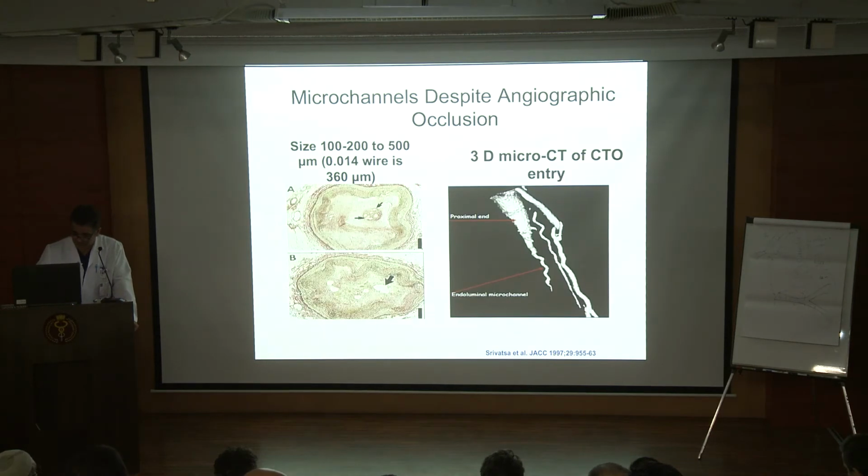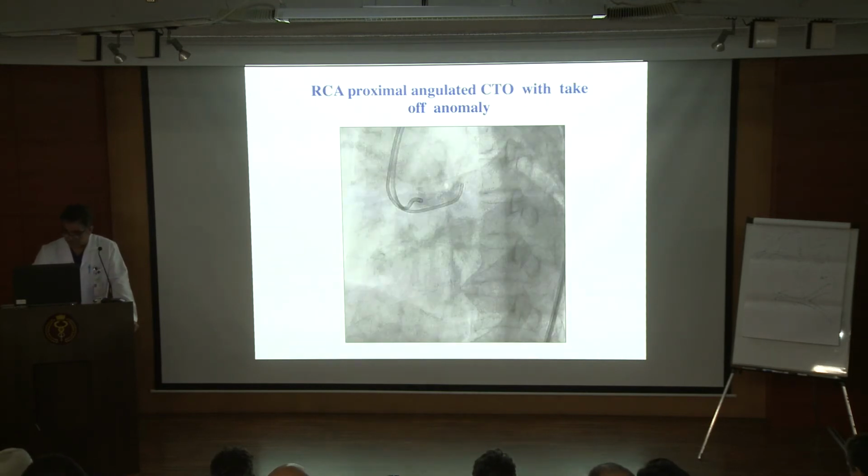Coming back to the concept of the microchannel, these are the microchannels. They typically range in size from 100 to 500 micrometers. A typical 014 wire is 360. So occasionally when you use the XTR or XTA, you'll be able to really get into one of these channels and escalate further up.